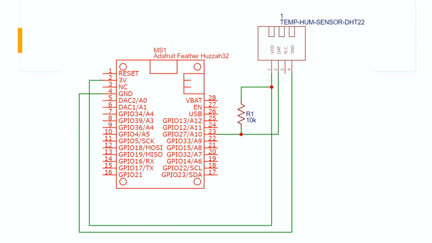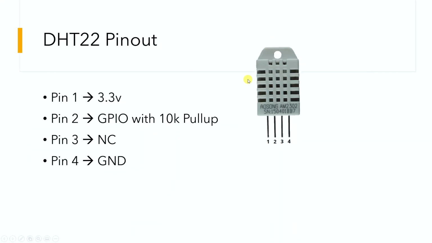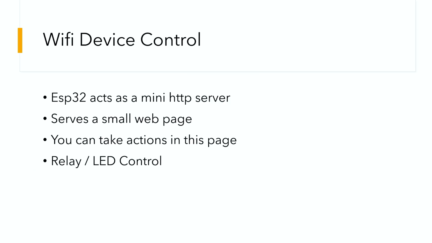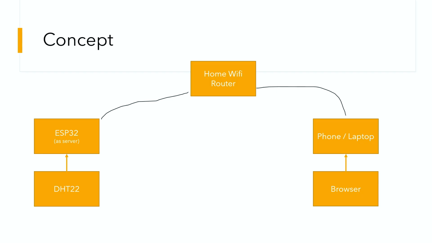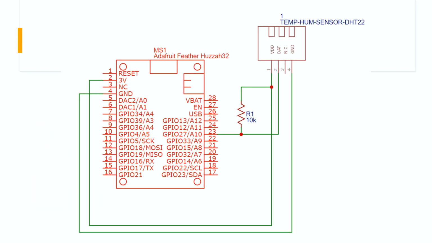It looks like this, a 4-pin connector. You can buy it as a module or as an individual sensor, and you connect it to the ESP32 just like this. Pin number 1 should go to 3 volt, pin number 2 is the data pin, which should go to any GPIO pin. We are using GPIO27. This data pin should be pulled up to VDD.